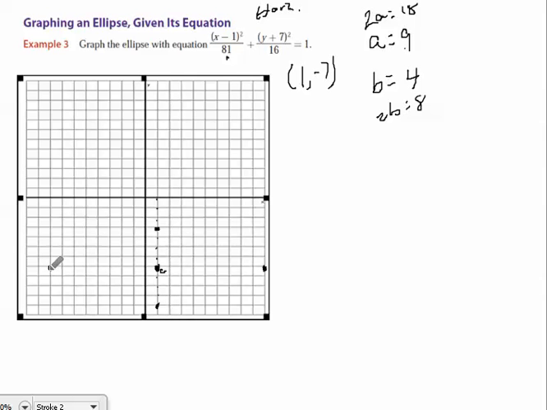So that means I'm going to be coming from here up to about there, coming back down to here. I draw better ellipses than I do circles. There's my ellipse. That's what the equation gives me. Okay?